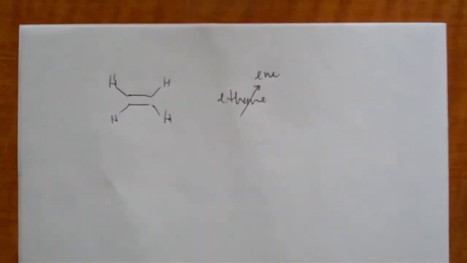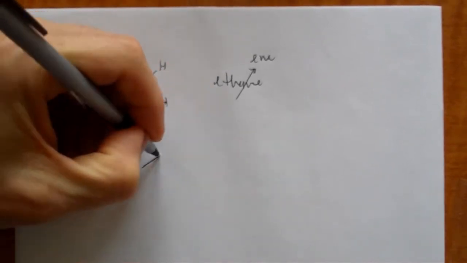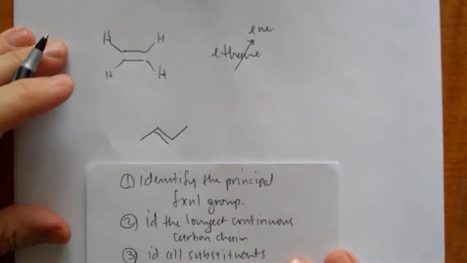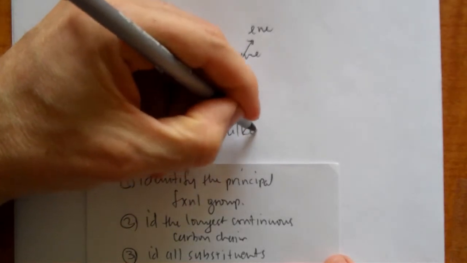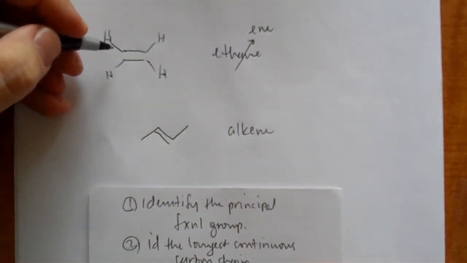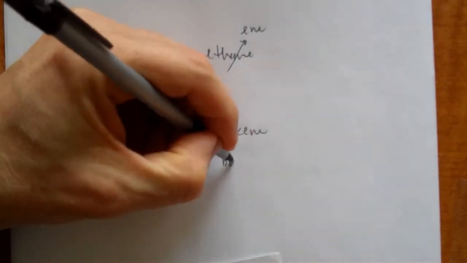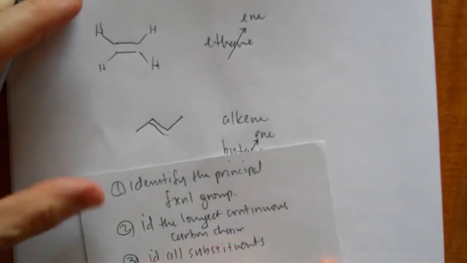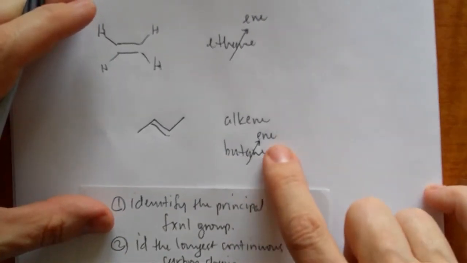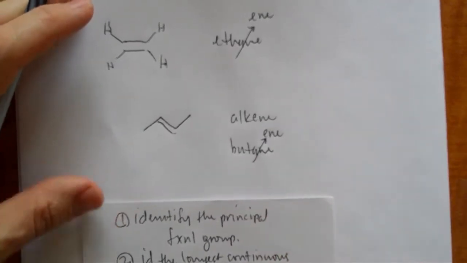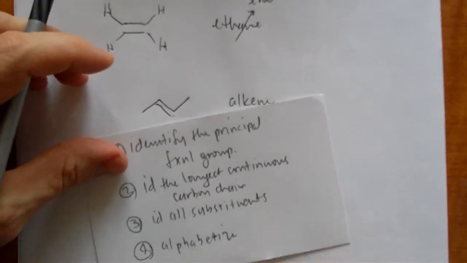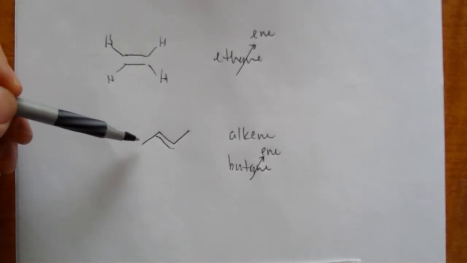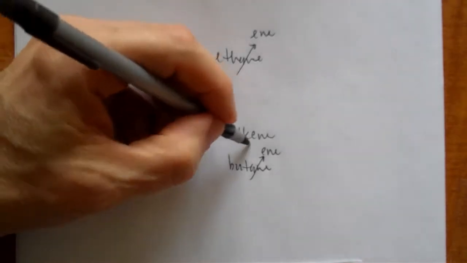So this is the name of it. It's ethene. But what if we have something like this? Okay? So number 1, identify the principal functional group. It's an alkene. Number 2, identify the longest continuous carbon chain. 1, 2, 3, 4. And then we change the name to accommodate that. Number 3, identify all substituents. There are none. Number 4, alphabetize. There is no need for alphabetization because we don't have any substituents. All right, so that's the name, butene.